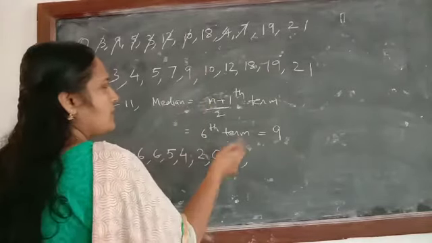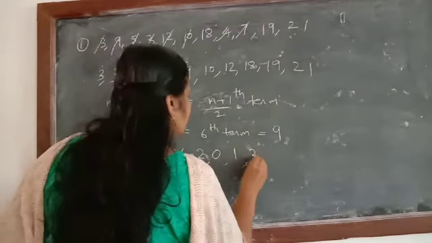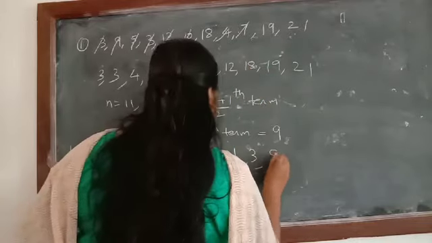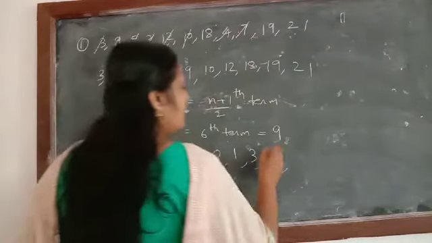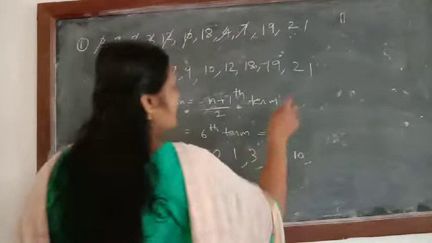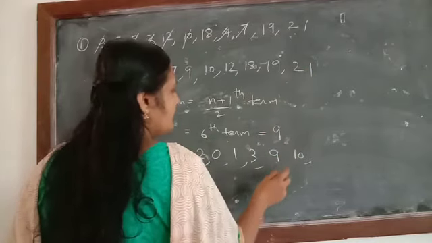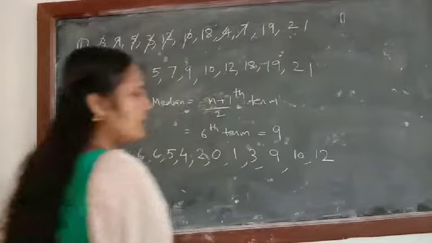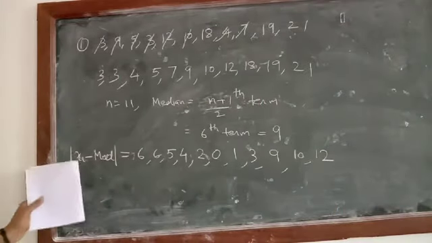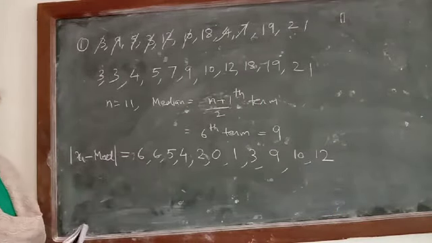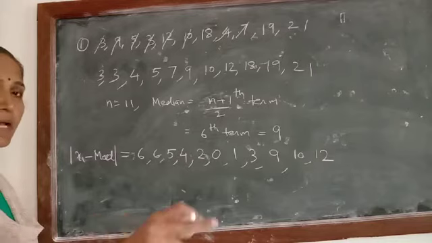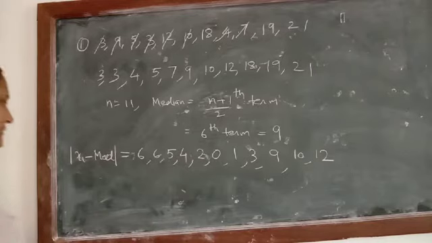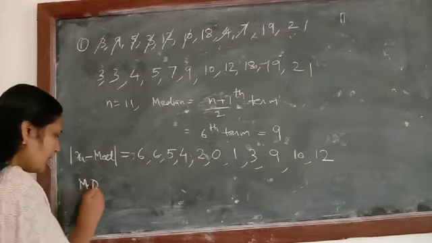So you can do 10 minus 9. Then 12 minus 9, 3. 18 minus 9, 9. 19 minus 9 is 10, and 21 minus 9 is 12. So this is the difference from the median. Now what do we have to do? We have to calculate the mean of these differences. So just write down the formula there.